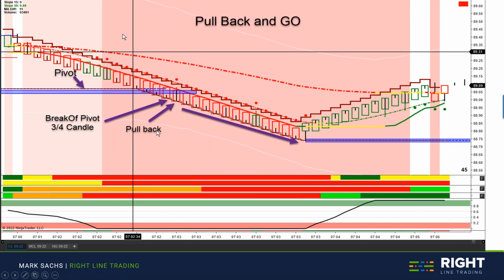All right, so you can see that we have the pink background, we have the C2, we have the 15 above the trend line, right? The only thing here is we have an orange multiple time frame gear, which is okay, you can trade on orange, right? I prefer everything to be red, but I do trade on orange sometimes. So here's the 3/4 candle that broke the pivot.